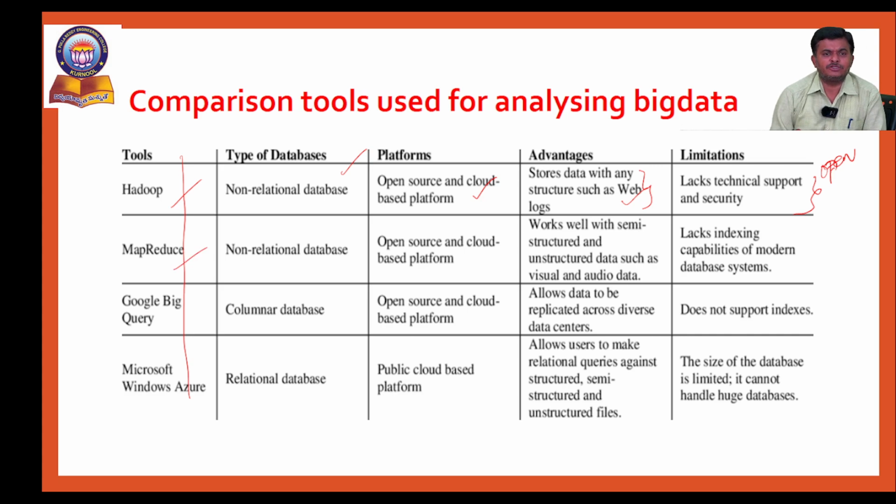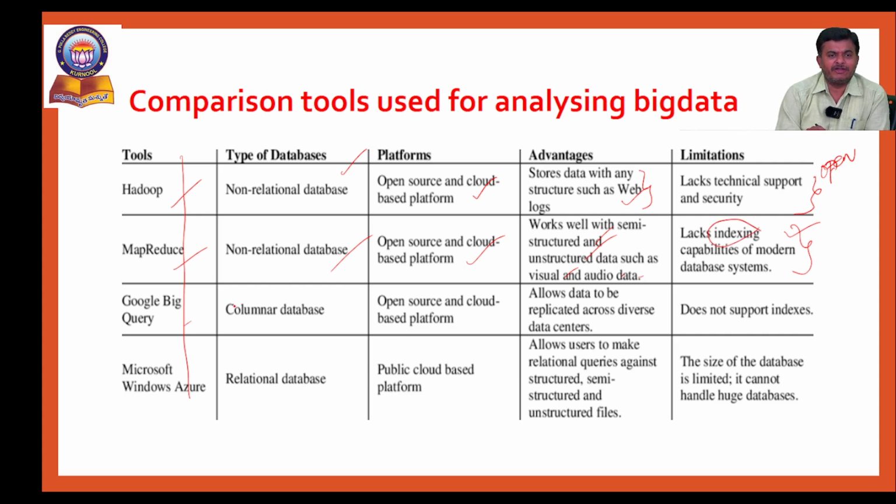Next, the MapReduce tool. It also works as a non-relational database. It is again an open source and cloud platform. It works with semi-structured data and unstructured data such as visual and audio data. So this is the advantage of MapReduce. The only limitation for MapReduce is that it lacks the indexing capabilities of modern database systems.